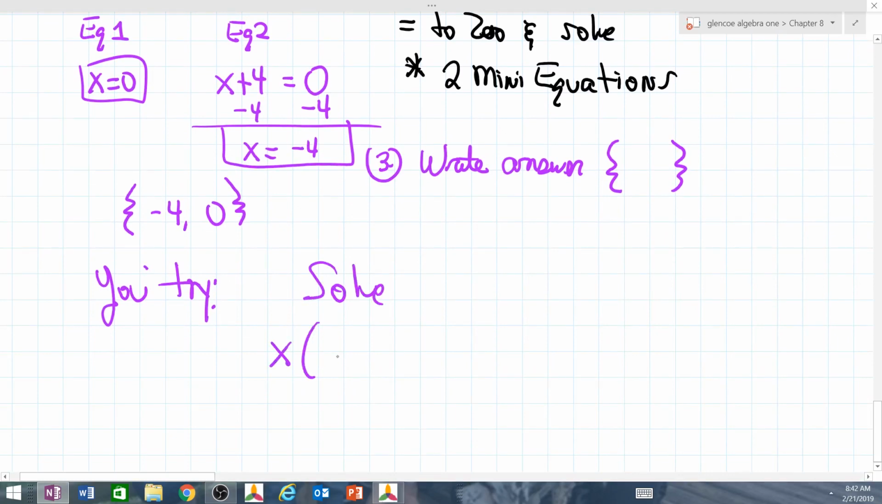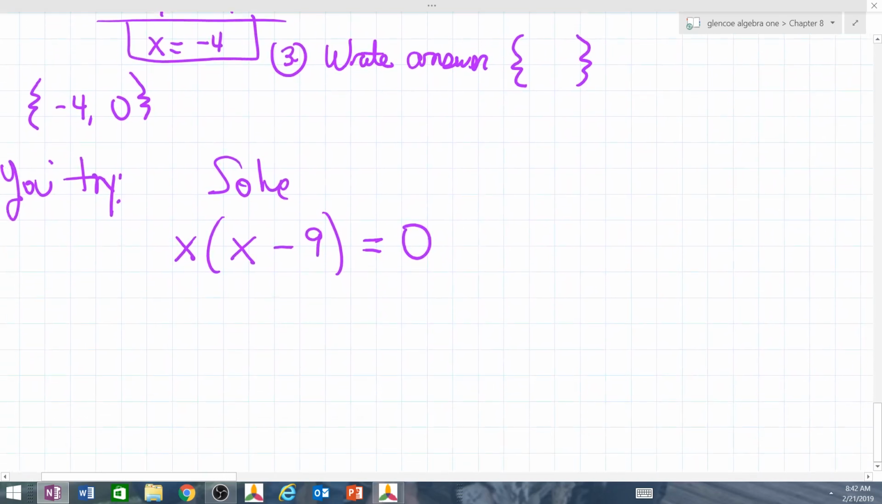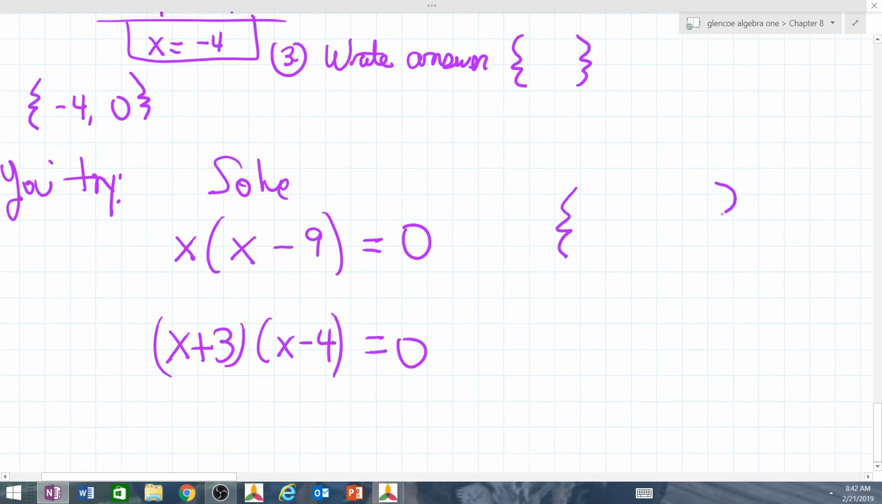Solve x times x minus 9 equals 0. And we'll do another one too. This time is 2 parentheses, x plus 3 times x minus 4 equals 0.